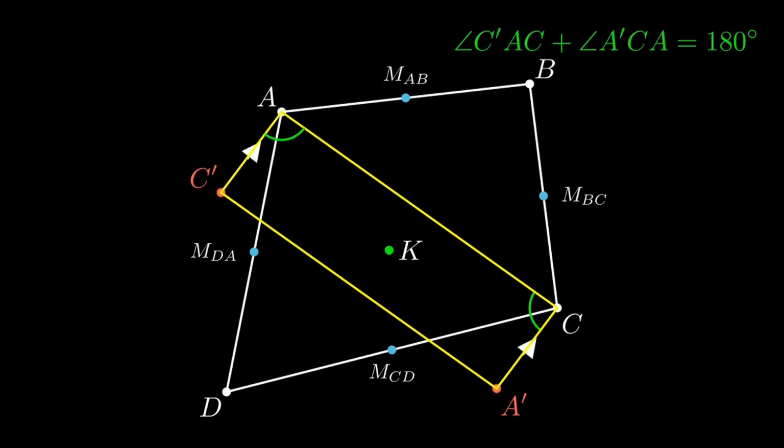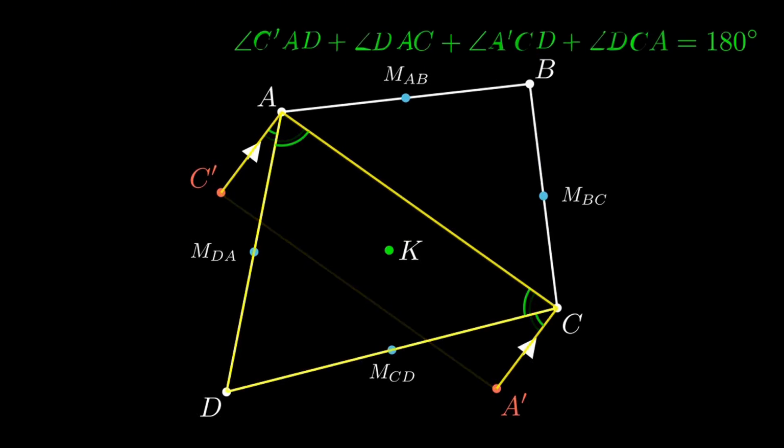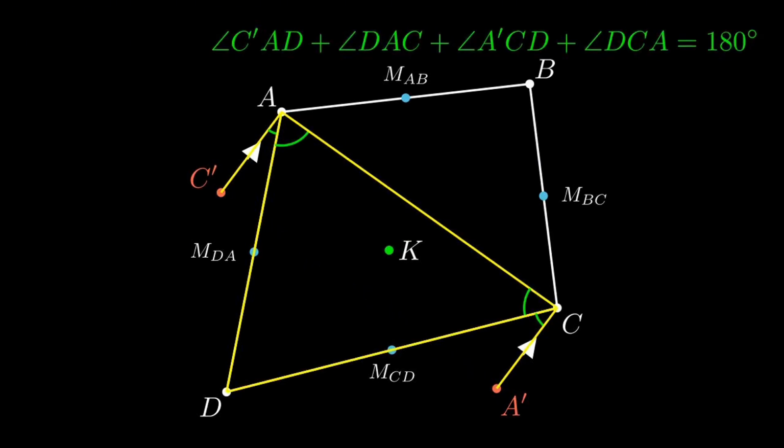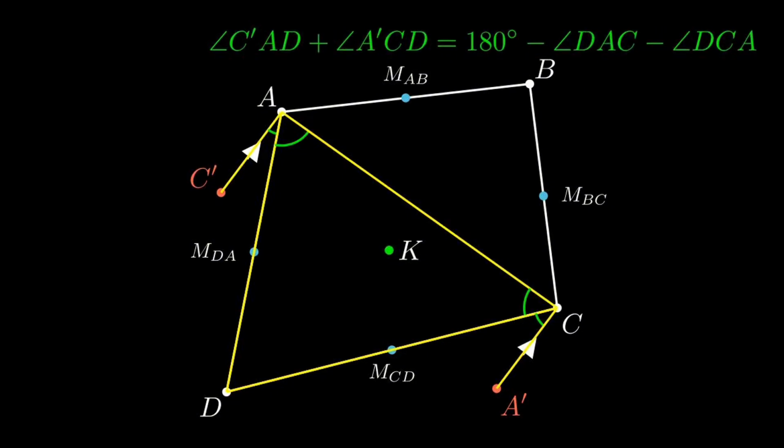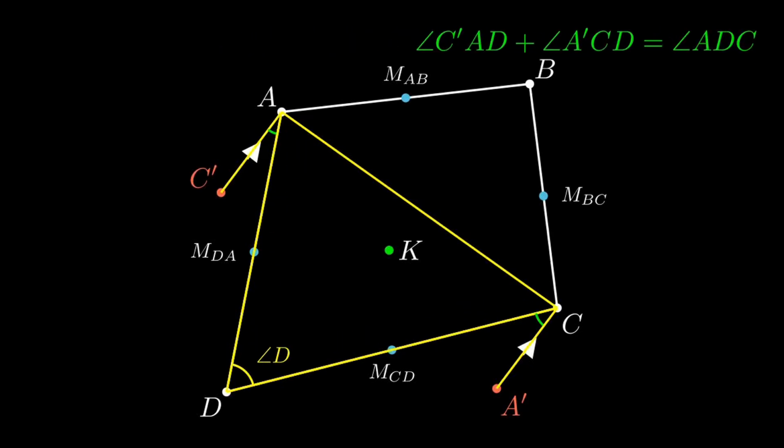Dissecting these angles into 4 angles, we obtain angle C prime AD plus angle DAC plus angle A prime CD plus angle DCA equal 180 degrees. Moving angles DAC and DCA to the other side of the equation, we get 180 degrees minus angle DAC minus angle DCA, and by the angle sum property in triangle ADC, it equals the angle ADC, and that is angle D. So, we get the sum of angles C prime AD and A prime CD as angle D.